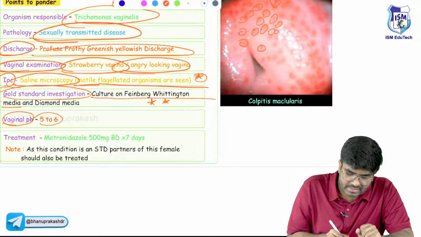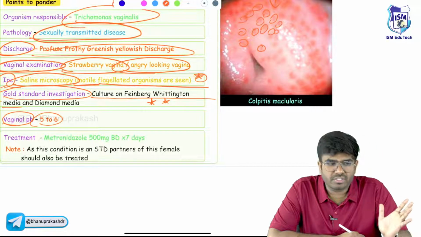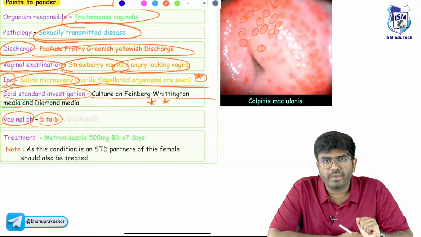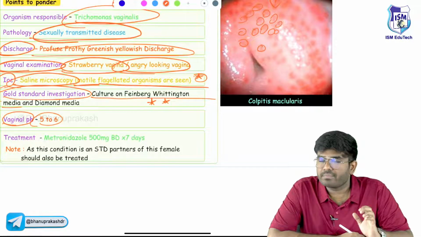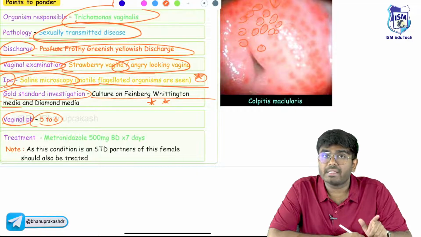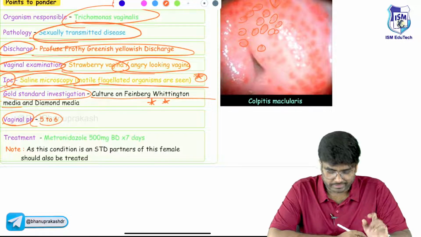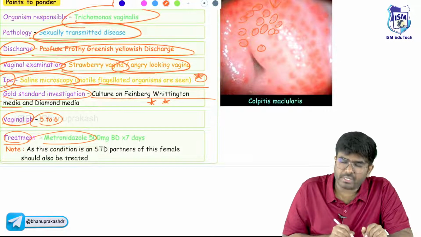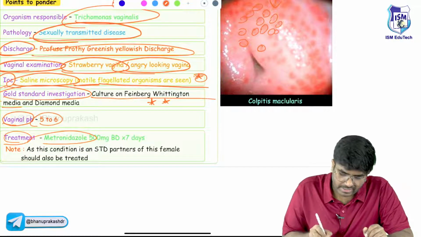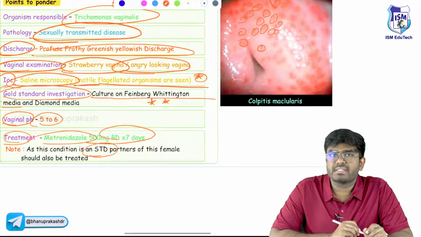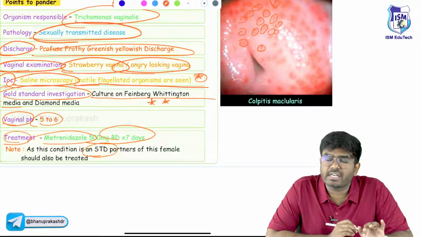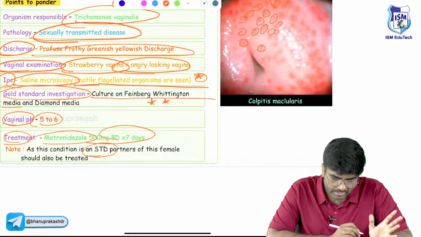And pH, again, see, pH is increasing. So in bacterial vaginosis, pH is increasing more than 4.5. Even trichomoniasis, the pH is more than 4.5, that is 5 to 6. But in Candidal infection, like candidiasis, the pH is still maintained less than 4.5. What is the treatment? Again, metronidazole, 500 milligrams for 7 days. You have to treat both the partners, as it is STD. Okay, as it's a sexually transmitted disease, treat both the partners.